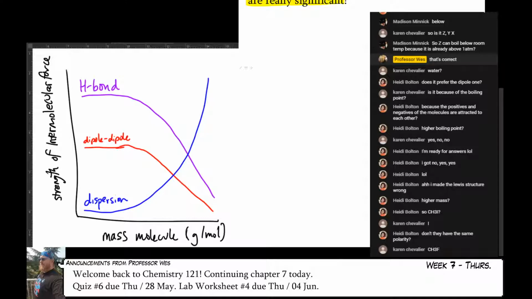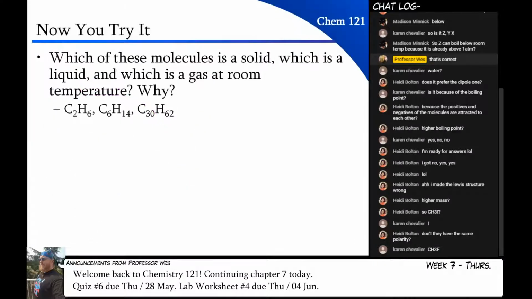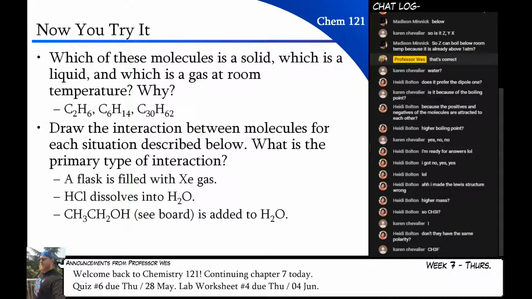All right, so the last thing we're going to do today is these practice problems here. One of these molecules is a solid at room temperature, the other is a liquid, and the third one is a gas. Which is which, and tell me why. And then you can do the drawing ones at home. But what I want you to do is in the chat, type in which one is the solid, which one is the liquid, and which one's the gas, and then explain why. Tell me why.